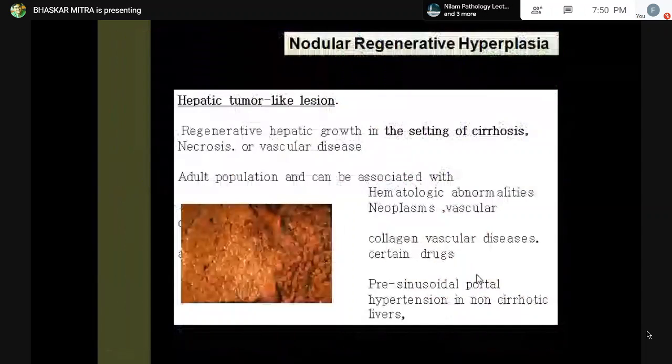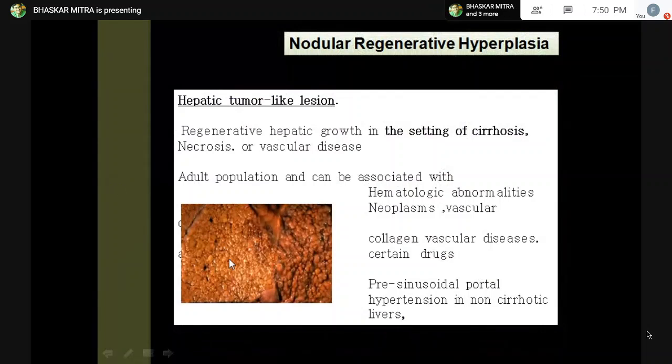Now, coming to another hyperplastic condition, nodular regenerative hyperplasia. There are solitary or multiple nodules throughout the liver. Sometimes if they are present multiple and throughout the liver, we call it diffuse nodular hyperplasia.